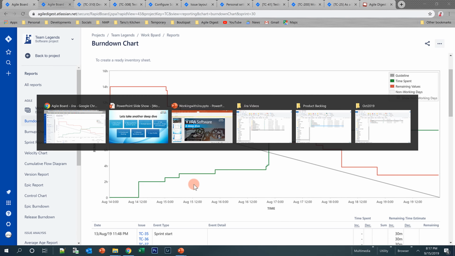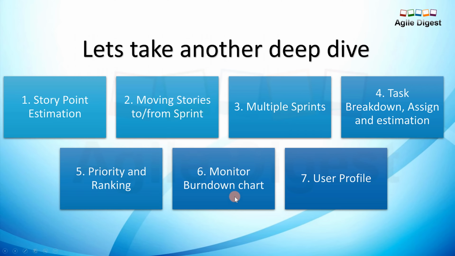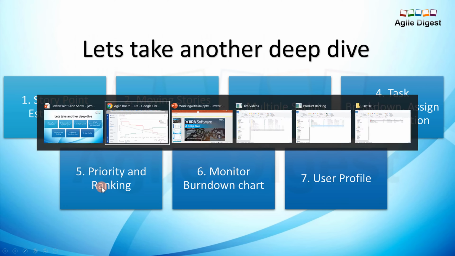The next topic we'll be talking about, priority and ranking. Monitor burn down chart we already talked about. Task breakdown, assignation and estimations we talked about. The priority and ranking in your backlog. Let's go back to your backlog. So I'll go to your current sprint, that is TC board, your current backlog.